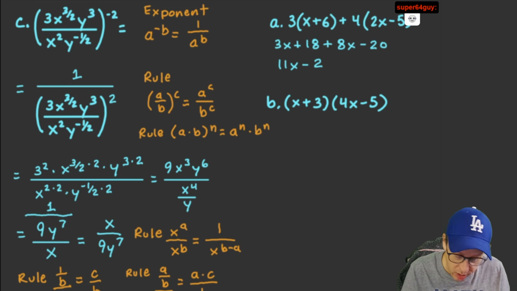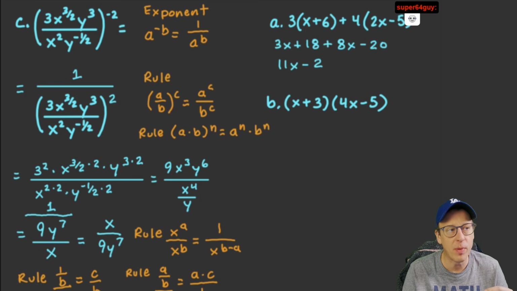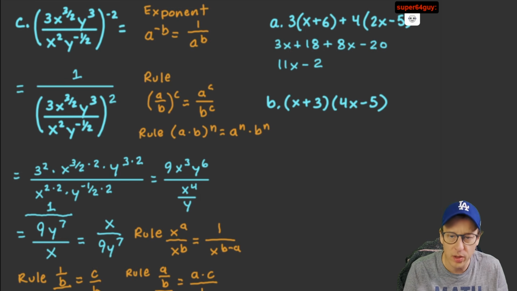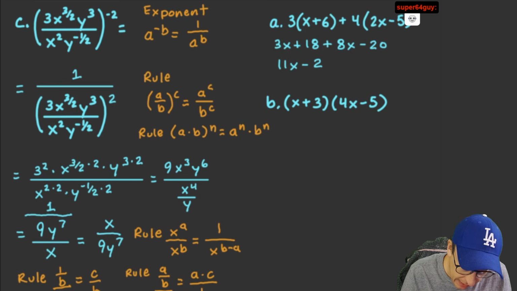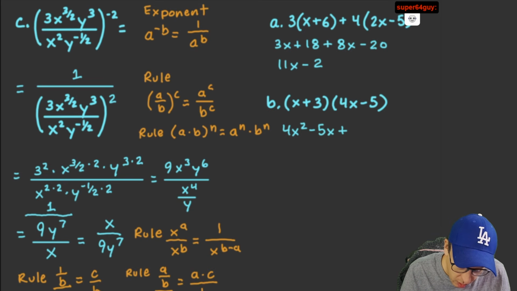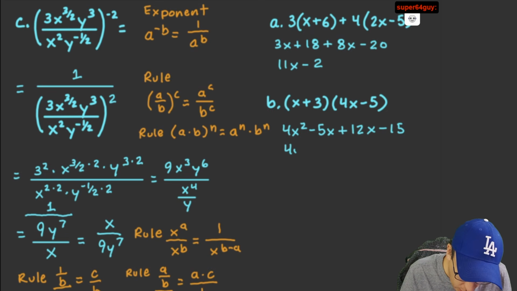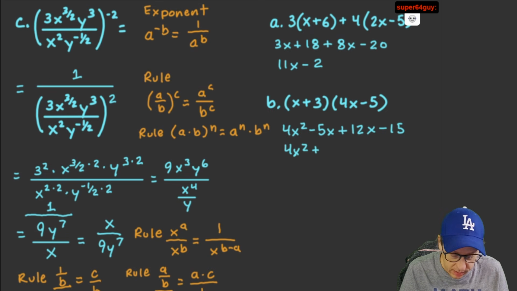Again, in this situation, what we're going to do is use the FOIL method, which means we multiply the first, the outer, the inner values, and then finally the last values. This is going to get a little bit more complicated, though, because we're going to have to use another different rule to simplify that further. So if we have 4x times x, we're going to end up getting 4x squared. Outer, that's going to be minus 5x, plus 12x, and then minus 15. And then we'll be able to combine all those. This is going to give us 4x squared plus 7x minus 15.